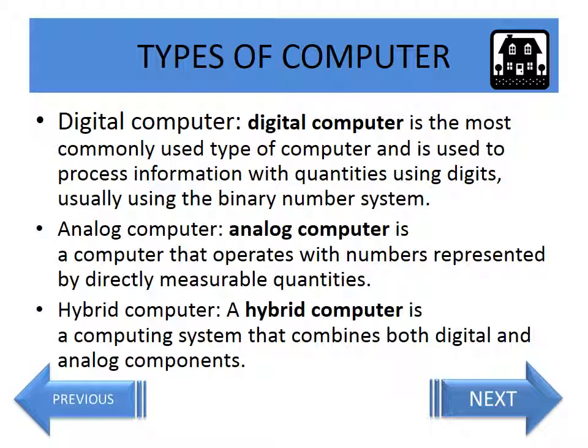And now we move on to the analog computer. An analog computer is a computer that operates with numbers represented by directly measurable quantities. Hybrid computer also. A hybrid computer is a computing system that combines both digital and analog components in a way that the function of a digital computer and the function of an analog computer are combined. That is, you have the properties of a digital computer and an analog computer in a hybrid computer.